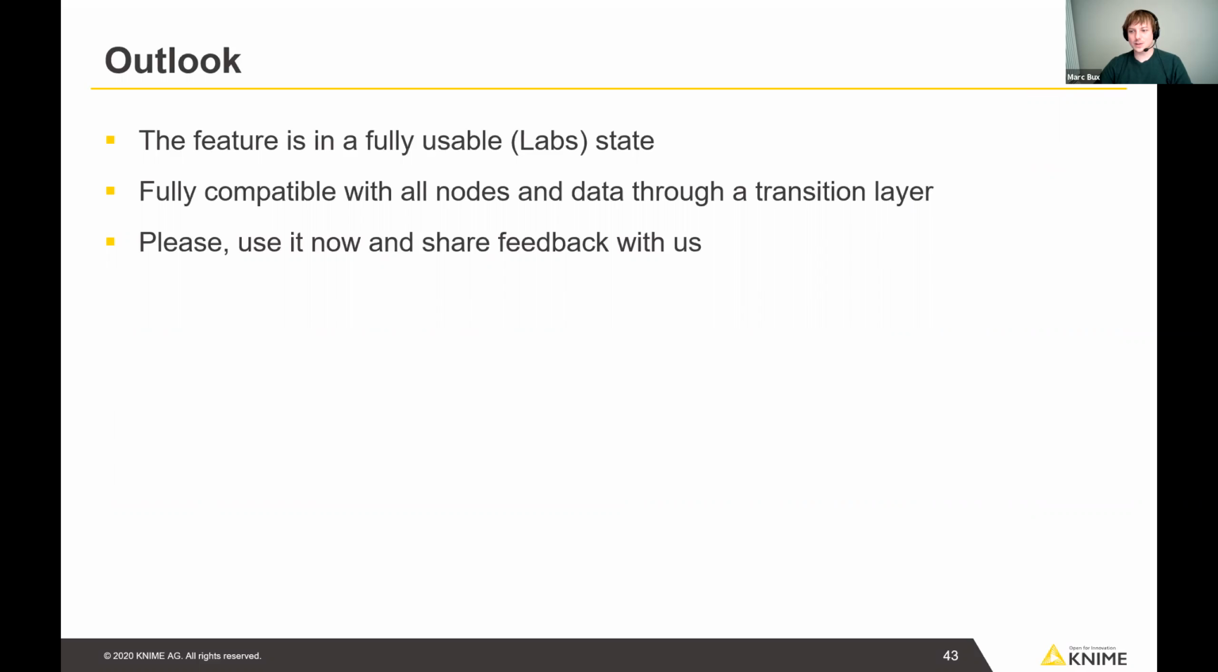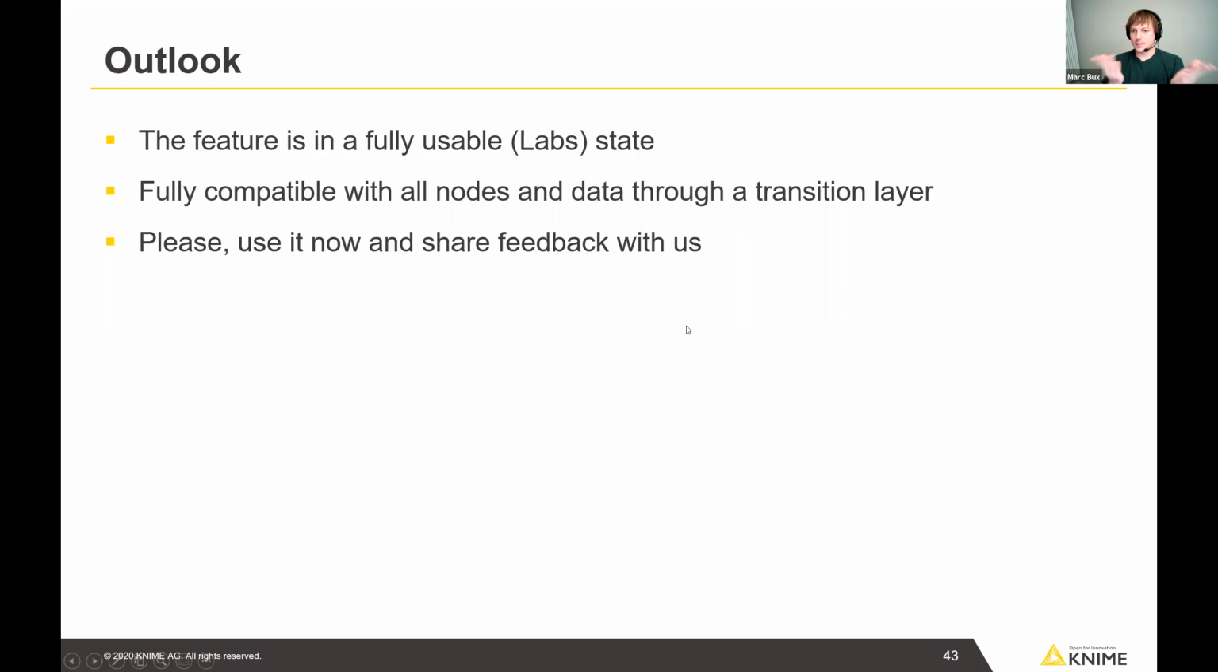Yes, and this takes us to the outlook. It's a nice transition because that's exactly what I wanted to talk about here. Currently this feature is in a fully usable lab state. You can just configure your workflows to use this new backend instead of the old one. If your node doesn't support the new API, if there's a data type that we haven't explicitly supported, it will work through a transition layer.